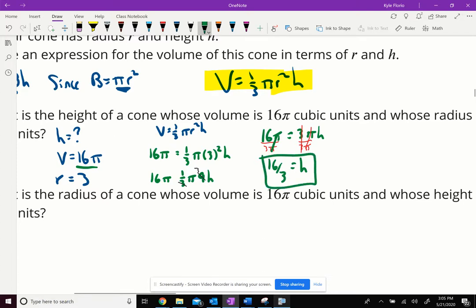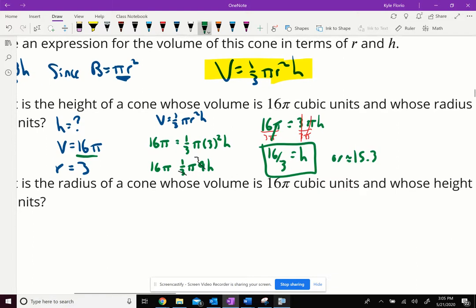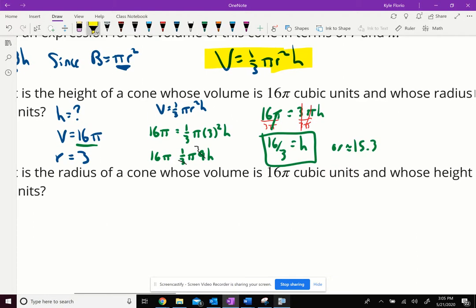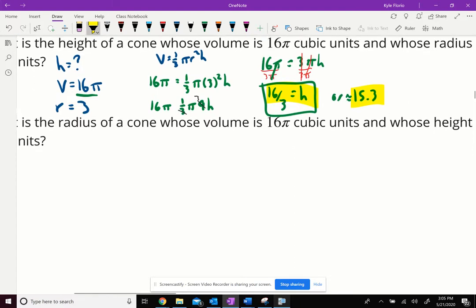16 thirds is, what's that, 15 and a third? That's about 15.3. So either one of these is fine for an answer, but here we had to work a little backwards. We know our formula for volume from part A, and then we just had to apply the given information to work backwards and find out what the height had to be.